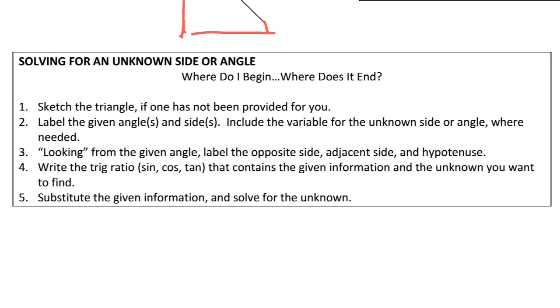So, what you want to do, sketch a triangle, if one hasn't been provided for you. Label the given sides, including the variables and the unknown sides that you're looking for. What are you looking for? And write the trig ratio that you're going to use to find it. Then substitute wherever you need to get the information.